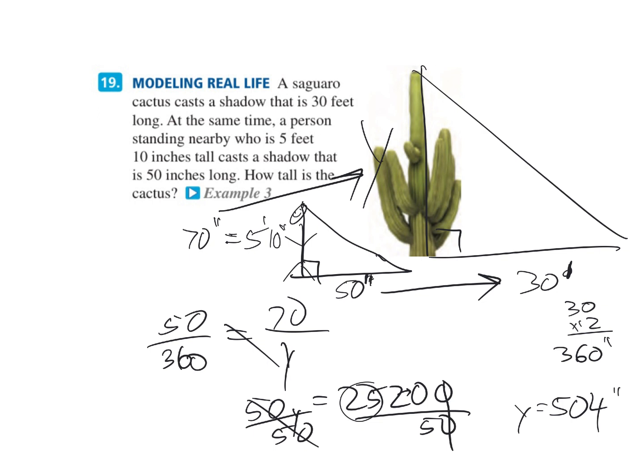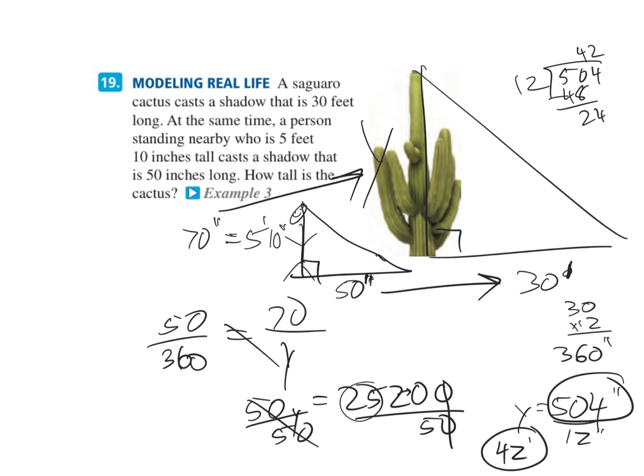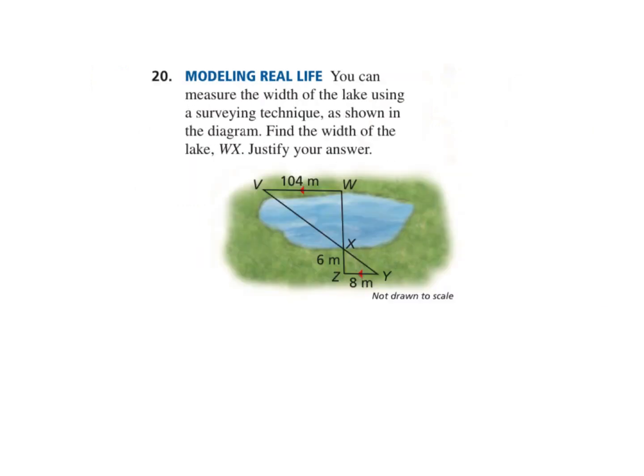Okay? So I'm not sure what they're going to ask for in big ideas on the program. So let's divide this by 12 to give the feet. So 504 divided by 12. That's 4, that gives you 48. 2, 4, 2. So that's 42 feet tall. Holy cow. So either 504 inches or 42 feet tall. Those are the two possible answers.